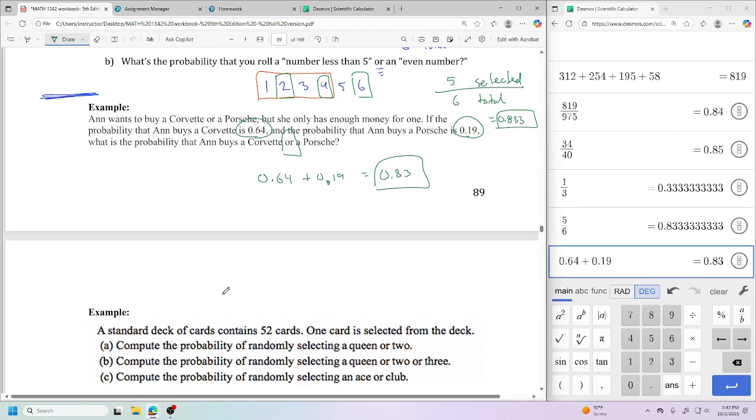Yep, 8-3, you got it. I don't want to do the next one with the cards. It's going to take too long.